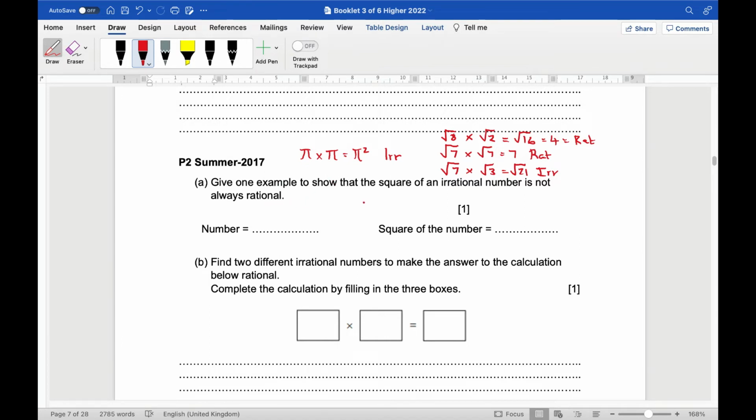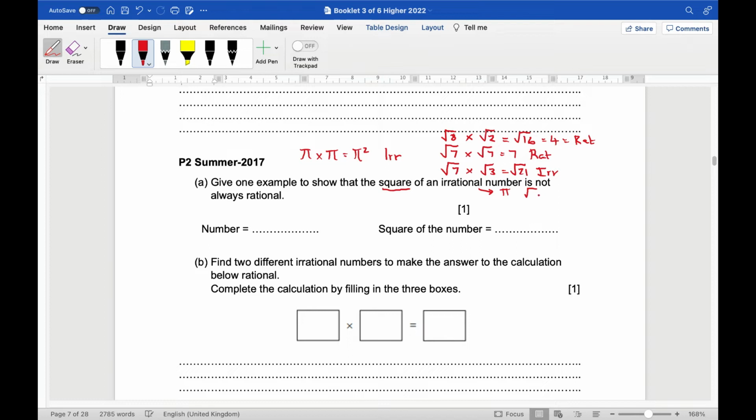Give one example to show that the square of an irrational number is not always rational. So first of all, an irrational number which we're going to square, which means times by itself. Well, we only know 2 types of irrational number. We've got pi and we've got a square root, I guess.